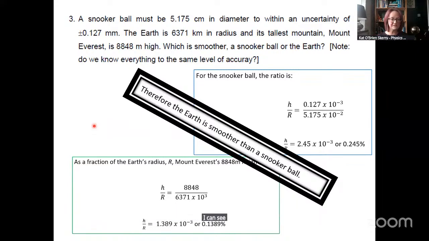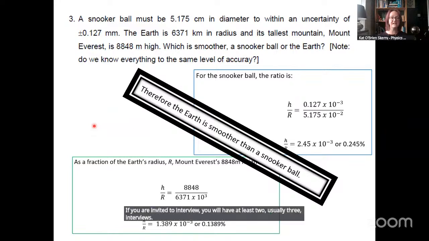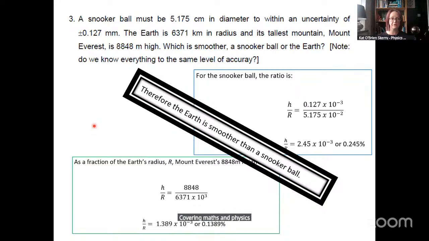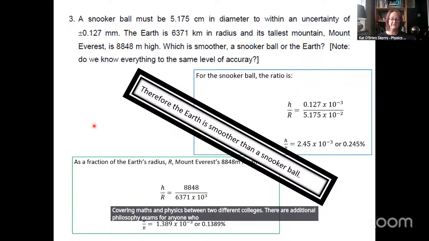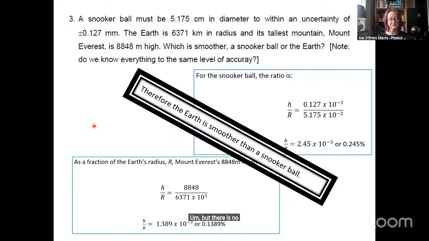I can see that I've got quite a long question about interviews. If you are invited to interview, you will have at least 2, usually 3 interviews covering maths and physics between 2 different colleges. There are additional philosophy exams for anyone who is applying for physics and philosophy, which is one of our courses which is available to you. But there is no disadvantage to students who have not sat a philosophy admissions test for that. We know that you're applying via the PAT route, so you don't need to worry about that one.